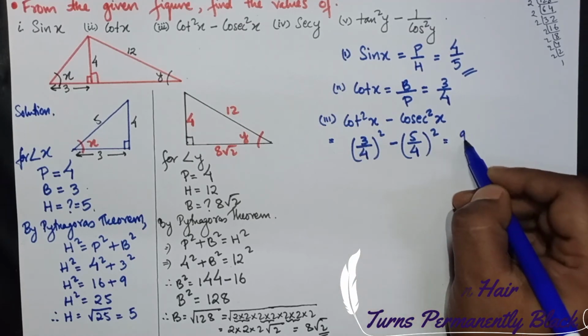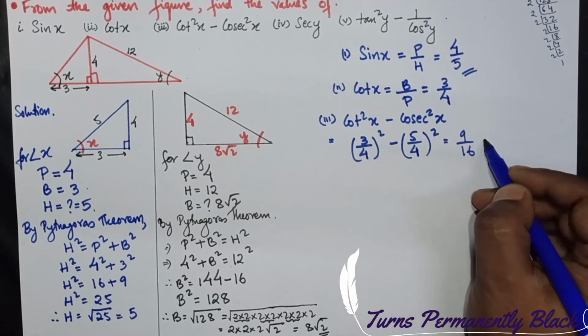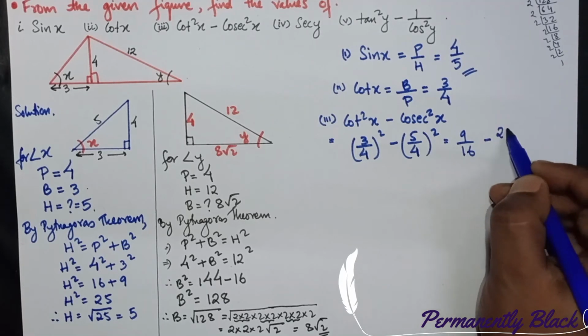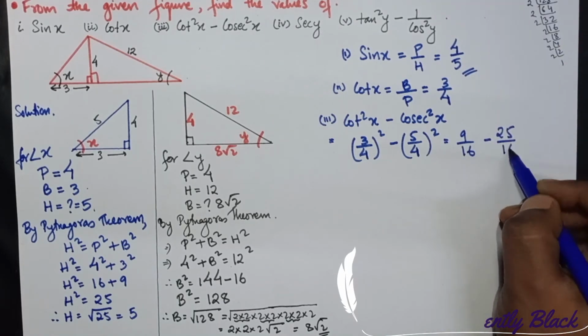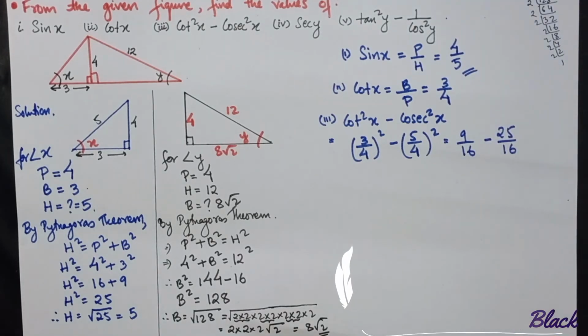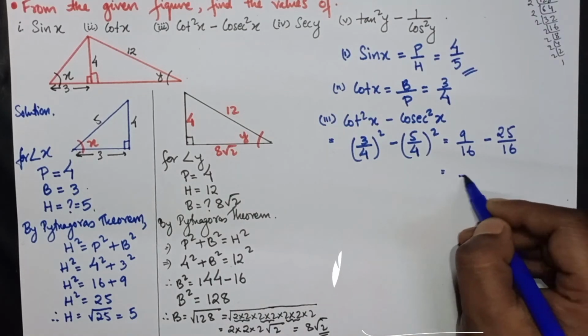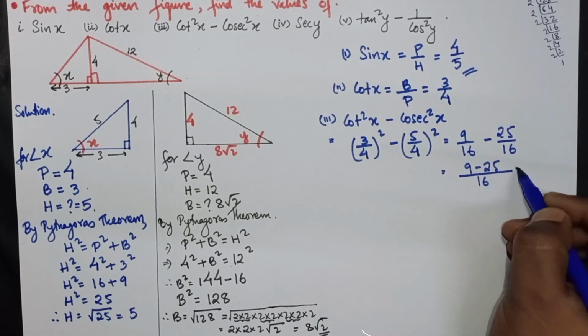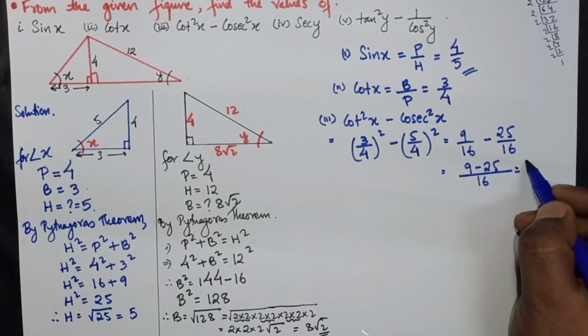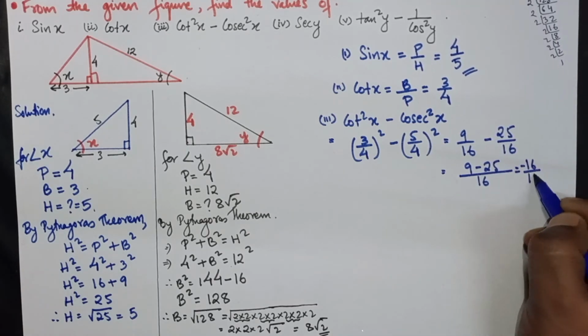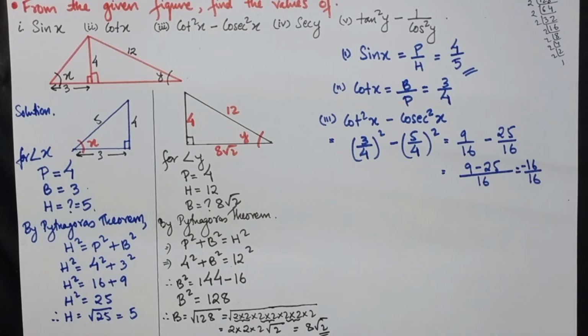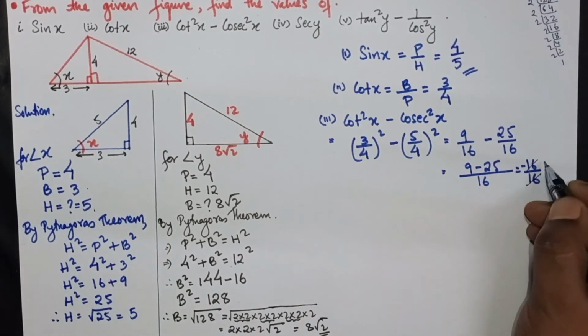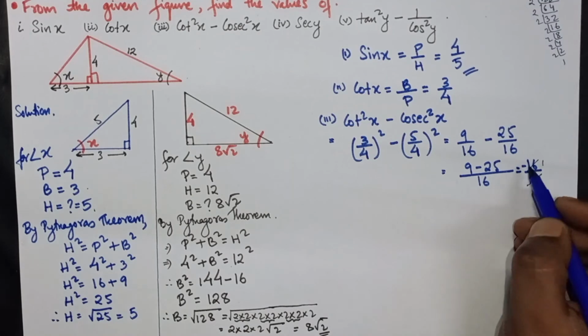Now we'll do the square of this. 3 square is 9, 4 square is 16, minus 5 square is 25, and 4 square is 16. Now we have to do the LCM. So 16 will be the LCM. So this will be 9 minus 25. 9 minus 25 is minus 16, upon 16. So obviously this will get cancelled. 16 ones are 16, 16 ones are 16. But what we have there is minus.